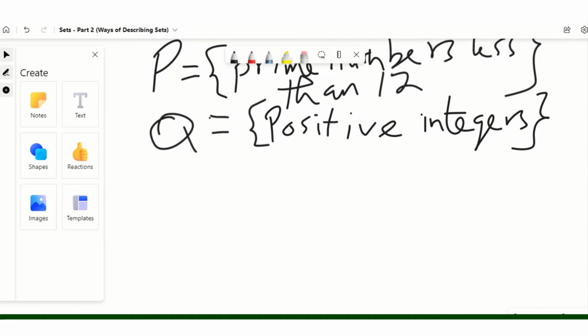Now, let's look at the third way. The third way uses what we call set builder notation.